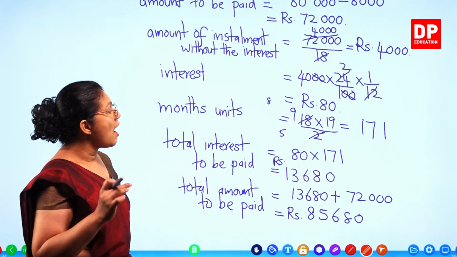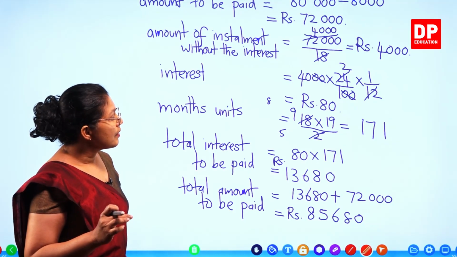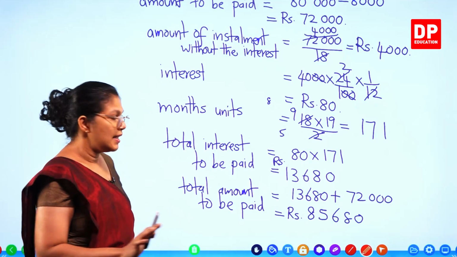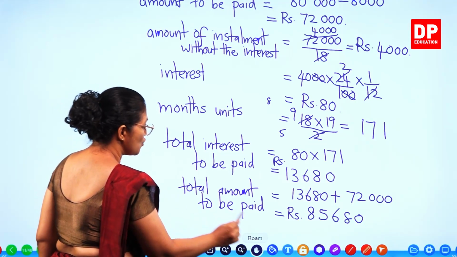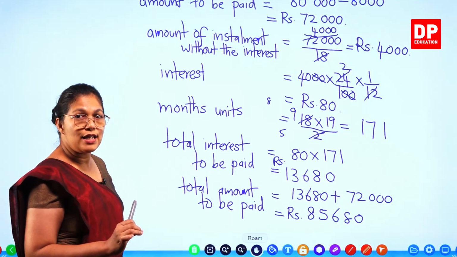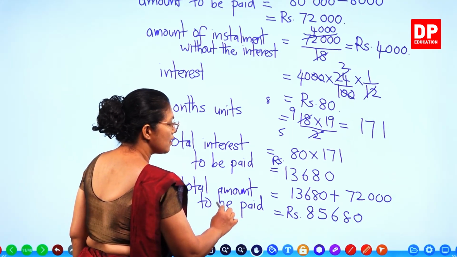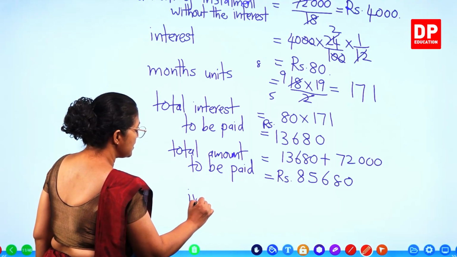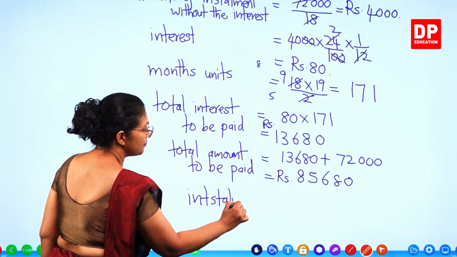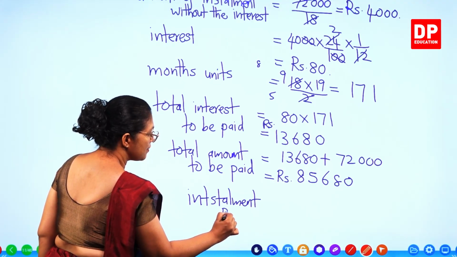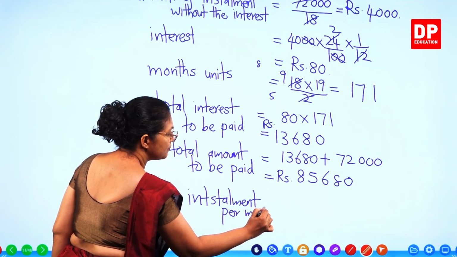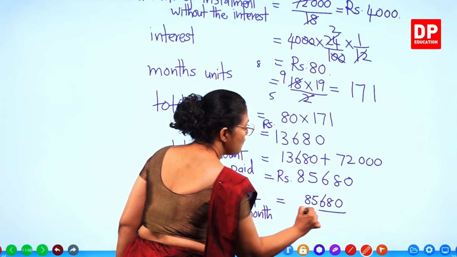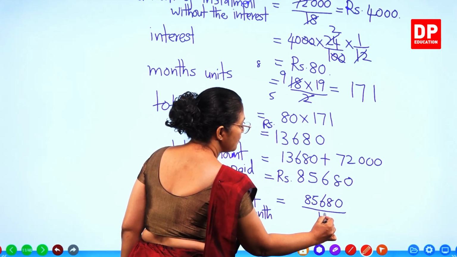So there are 171 month's units we calculated, and we have 18 equal months. So you have to divide this amount by 18 to get the final answer. So let's do that. So what's the installment per month? So 85,680 divided by 18.